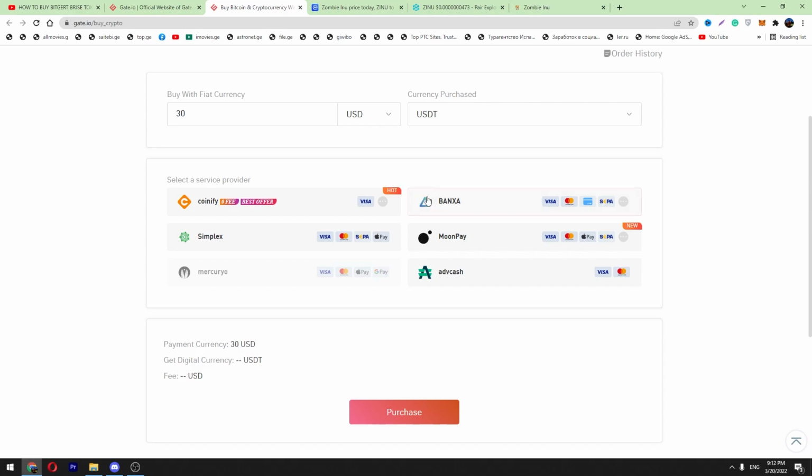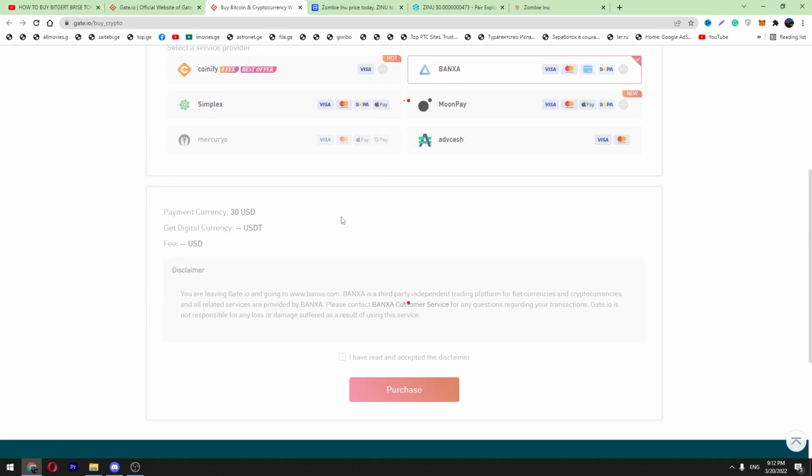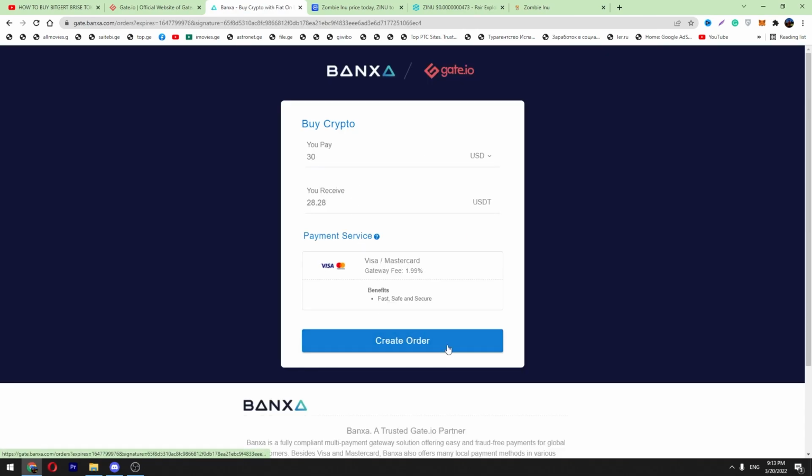Here are the service providers. I prefer to choose BankSub because they have lower fees. At the moment, for example, if you are going to pay 30 USD, you will receive 28.28 USDT, and the fees are only 60 cents. Check this and go to purchase. If everything is correct, click create an order and then finalize your payment.